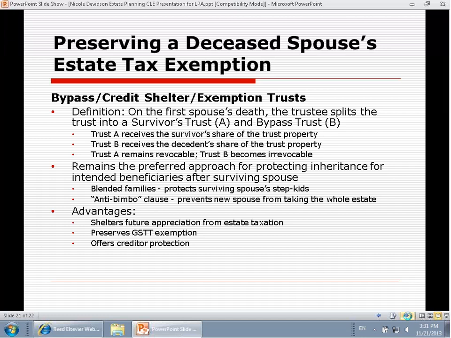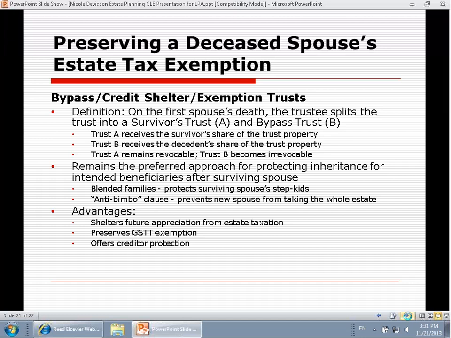This will remain the preferred approach if we want to have control. If one spouse dies first and they want to know where their property is going to be going, then this is still going to be best for that family. And you'll see that with blended families where they don't have children in common, there is a great desire to protect the children from being written out by the wicked step-parent.